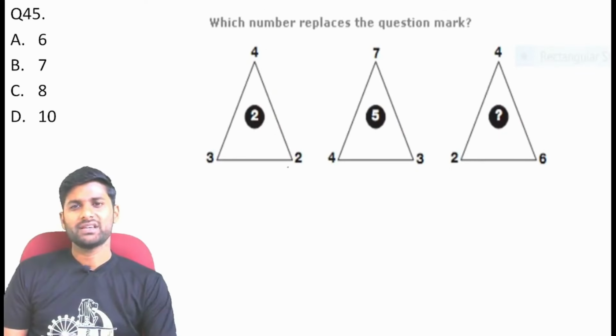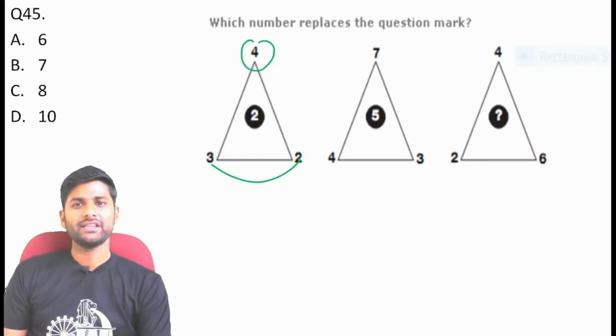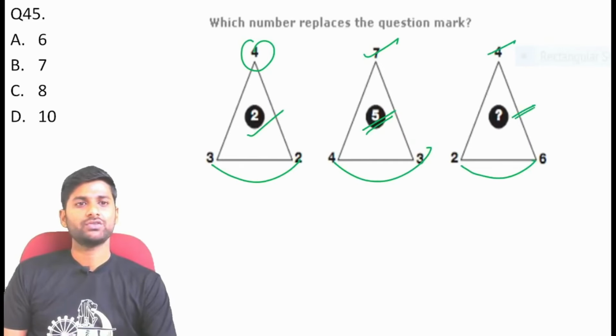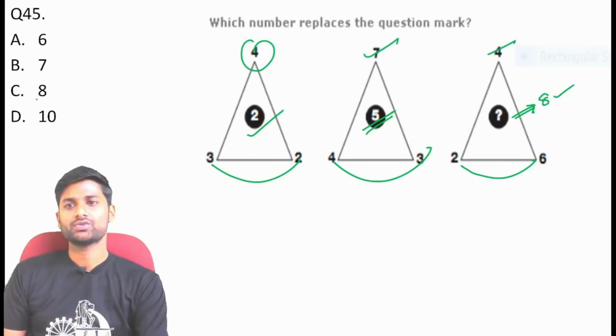Next one. Simply guys, see. 3 times 6 minus 4 is equal to 2. Again 4 times 3 is 12 minus 7 is equal to 5. Again 6 times 2 is 12 minus 4 is equal to 8. So 8 is the suitable answer.